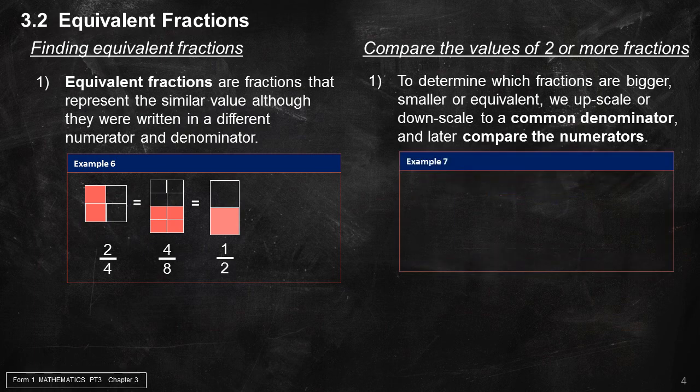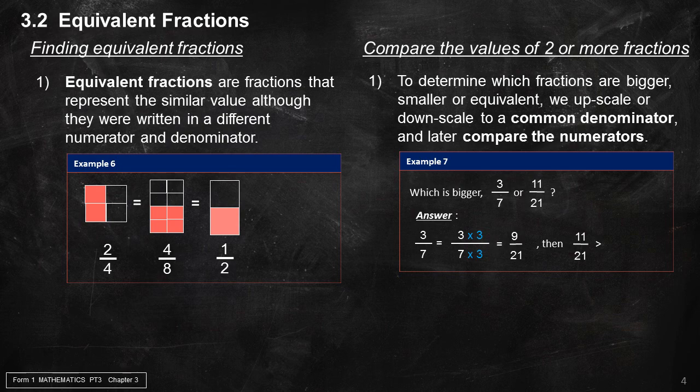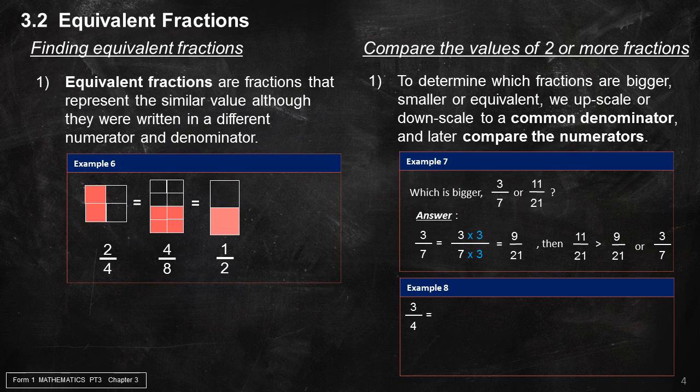Example 7. Which is bigger, 3/7 or 11/21? Answer. Upscale 3/7 to 9/21, and then compare. We will find out that 11/21 is bigger than 9/21, or 3/7. Example 8. Which is bigger, 3/4 or 2/3? 3/4 can be upscaled to 9/12. 2/3 can be upscaled to 8/12. After comparing, we can find out that 3/4 is bigger than 2/3.